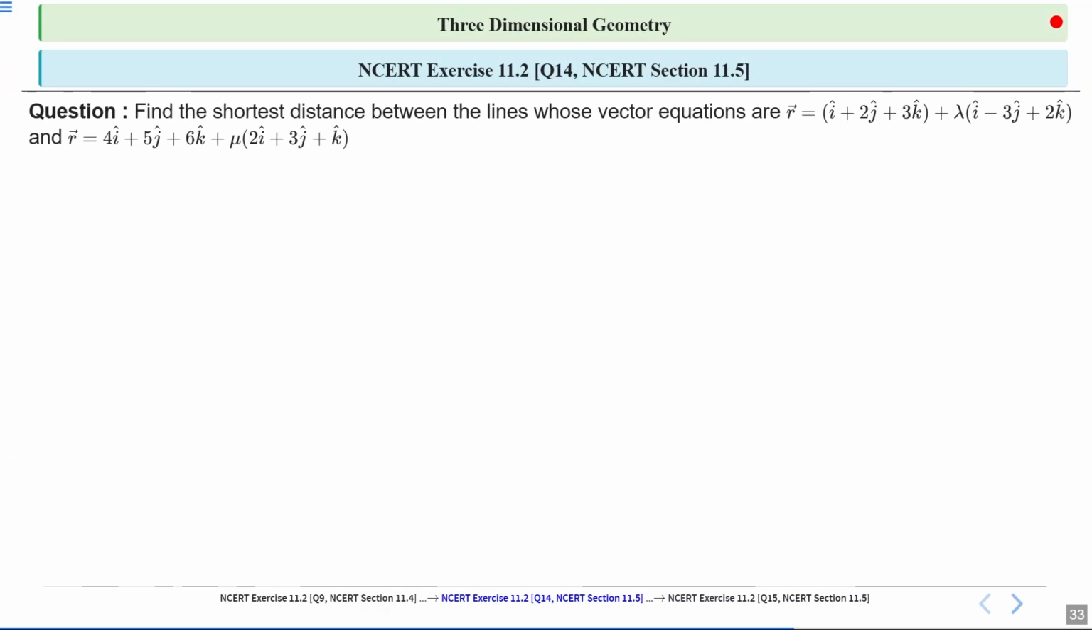Next is NCERT exercise 11.2, question number 14, which says find the shortest distance between the lines whose vector equations are r vector is equal to i cap plus 2j cap plus 3k cap plus lambda times i cap minus 3j cap plus 2k cap, and r vector is equal to 4i cap plus 5j cap plus 6k cap plus mu times 2i cap plus 3j cap plus k cap, right? Here we have a question about finding the shortest distance between two lines in three-dimensional space. The equations of the lines are given in vector form.